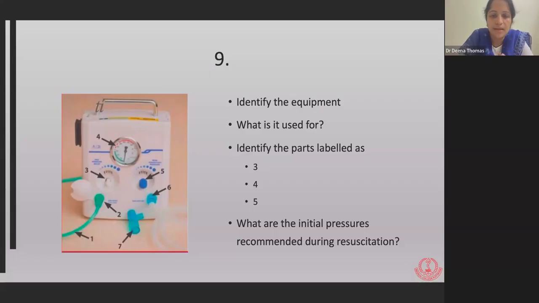Very good. The third, let me see, I have got an answer. Dr. Karthik has answered pressure relief valve. So it is the maximum pressure relief valve, which is the 3. So it is not the pop-off valve, it is a maximum pressure relief valve. That actually works like a pop-off valve, but the terminology is maximum pressure relief valve. Fourth is the manometer. A better answer than pressure monitor will be manometer. And the fifth is the peak inspiratory pressure valve, PIP valve.